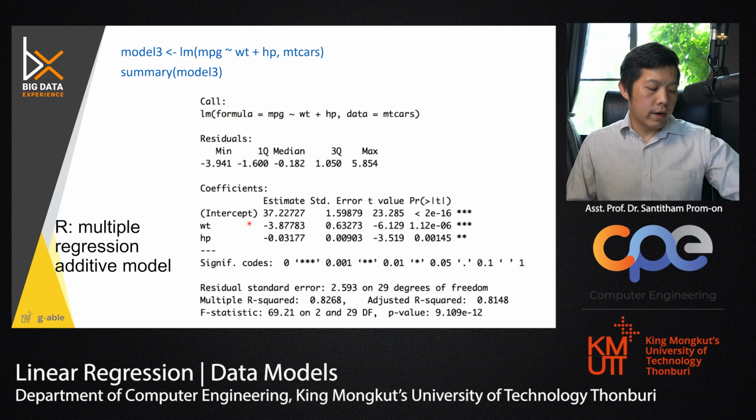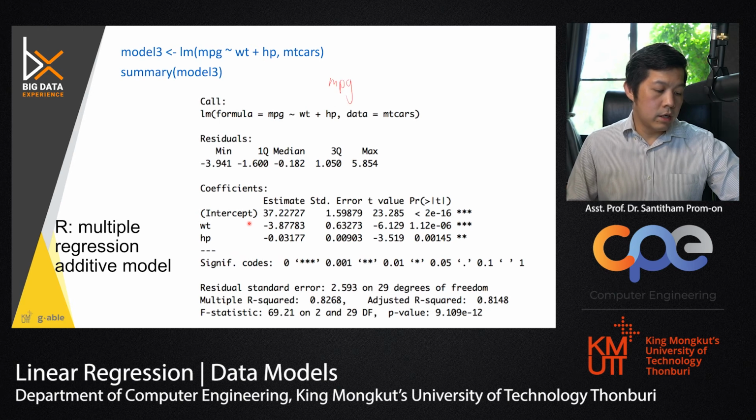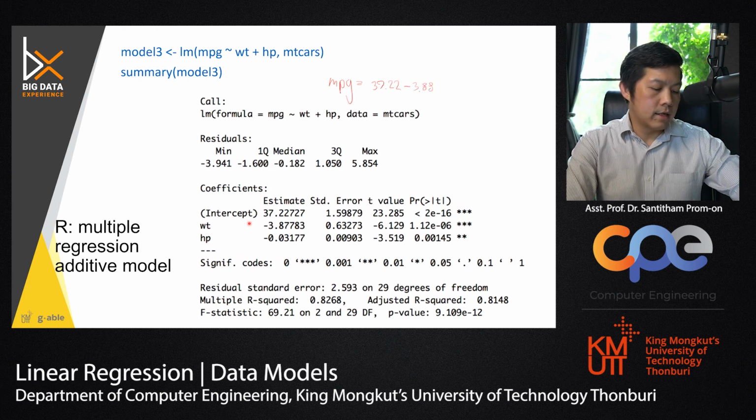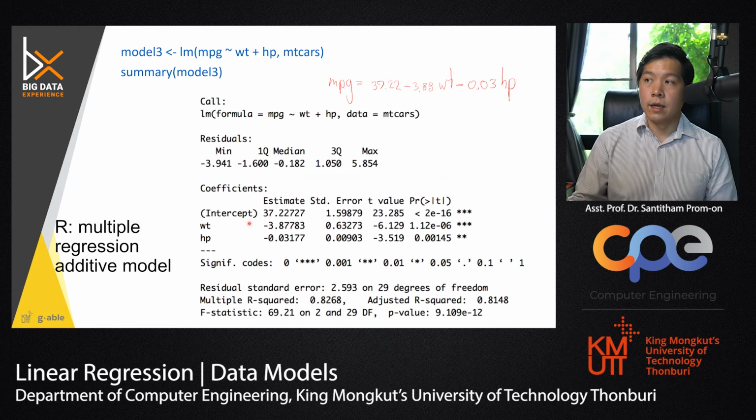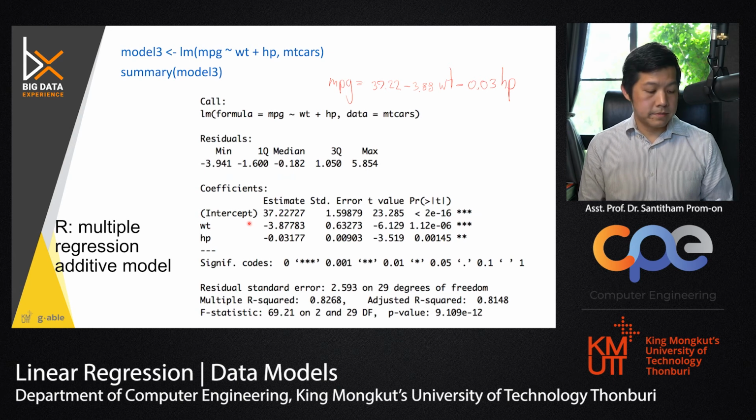And these are the estimates in the equation. So if I were to write the equation here, it's actually, let's use mpg, equals 37.22 minus 3.8988 WT minus 0.03 HP. This is the equation that you got from the estimations.